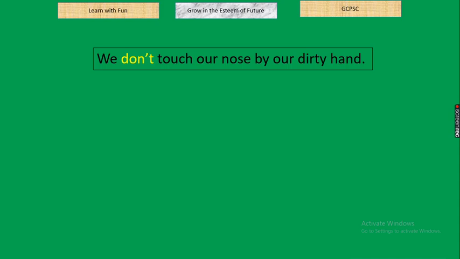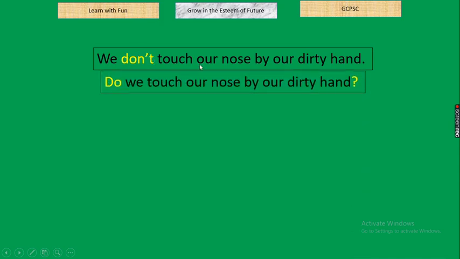We don't touch our nose with our dirty hand. This is a negative sentence because there is don't. So what will happen? Do we touch our nose with our dirty hand? In case of don't, at the beginning there will be only do. Not will be omitted because we are turning a negative sentence into an affirmative interrogative. So, do we touch our nose with our dirty hand?